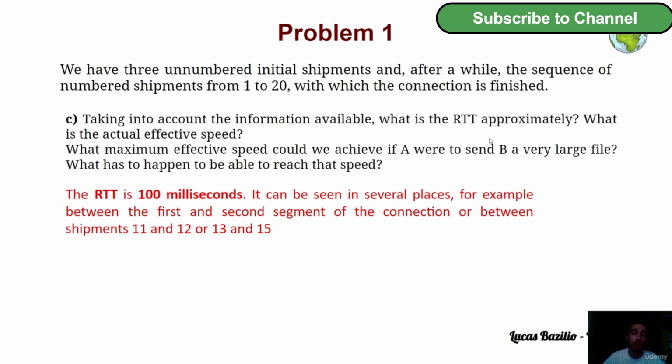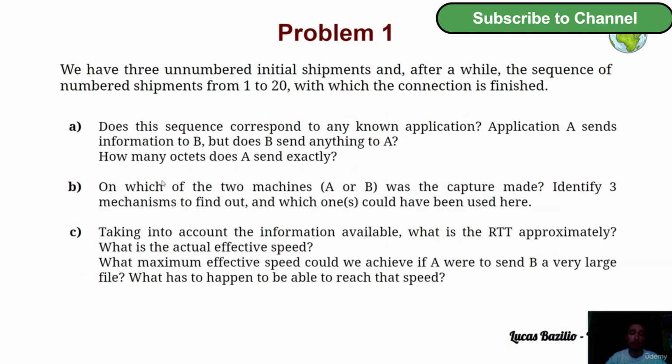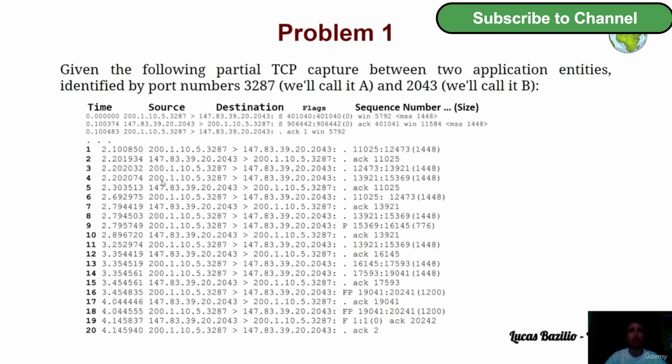Or in this case, first of all, let's compute the actual effective speed that takes place, and then we are going to continue to compute the maximum one. Let's begin with the actual effective speed that we see in this capture on this TCP connection between A and B, between these two applications. This is going to be a computation of the quotient to calculate the actual effective speed.